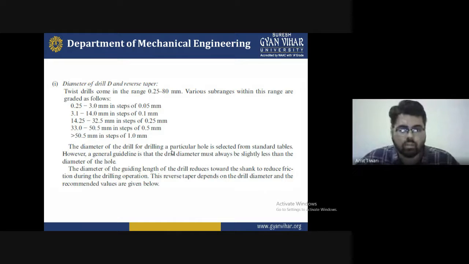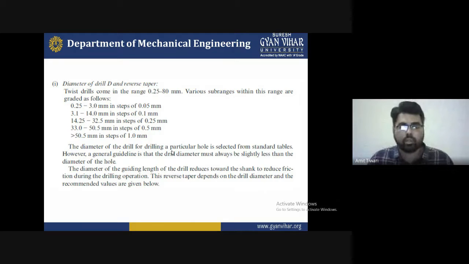And the diameter of the drill for drilling a particular hole is selected from the standard table. However, the general guideline is that the drill diameter must always be slightly less than the diameter of the hole. It has been observed that the diameter of the guidance length of the drill will be reduced to lessen the friction. So during this operation, we have to consider this taper criteria, depending on the drill diameter and the recommended values given below. So this is the planning which we have considered.